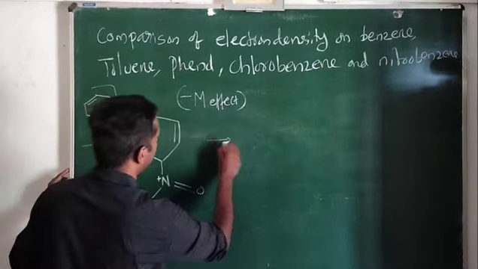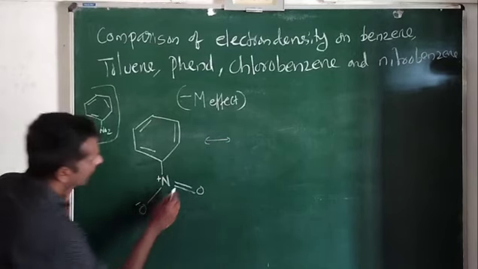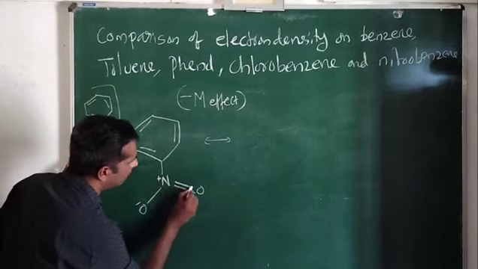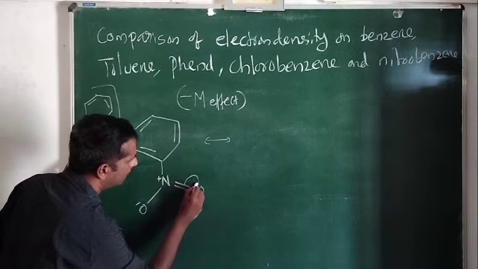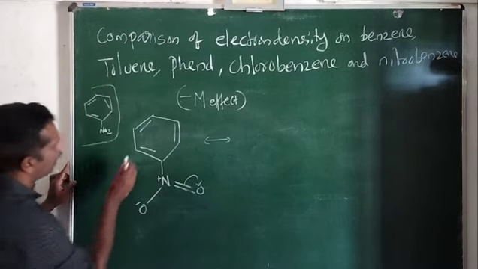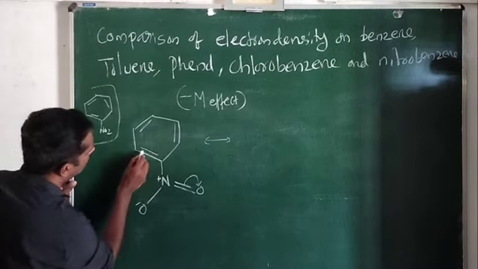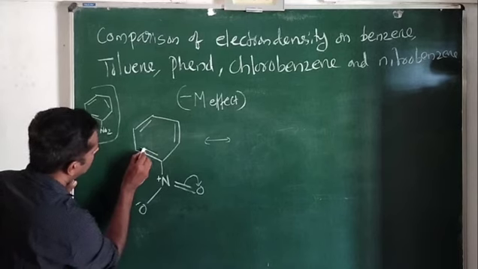Look at it here. Here you can see that this pi bond is shifting to oxygen. Then what will happen? This bond breaks from this carbon and it will come here.